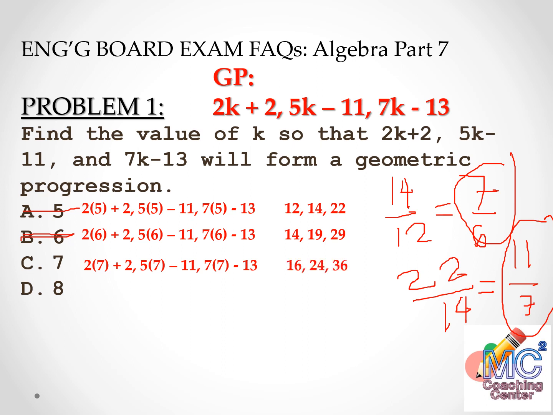So, in series or in progression, 16, yung first term, kay 2 times 7 plus 2, that is 14 plus 2, that is 16. And then 5 times 7 minus 11, that is 24. Kasi 35 minus 11, that is 24. Then 7 times 7, that is 49 minus 13, that is 36. Now, same process sa ginawa natin kay letter A at sa letter B. I-try natin 24 divided by 16 and 36 divided by 24.